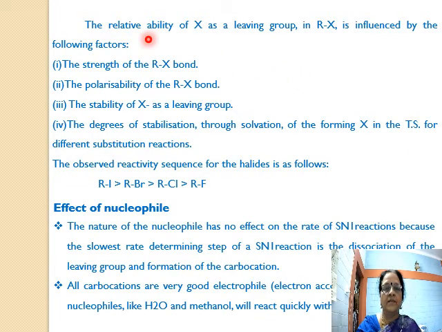Now the relative ability of X as a leaving group is influenced by the following factors. That is the strength of the RX bond, the polarizability, and the stability of X as a leaving group. As I said earlier, it should be able to bear the excess electron that has been given to it by the bond breaking. Then the degree of stabilization through solvation and the solvation of the forming X in the transition state. Then the reactivity order for the alkyl halides is RI, RBr, RCl and RF is least reactive.